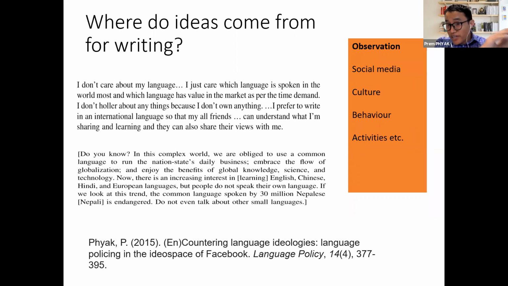So it's a different academic article. But what I'm trying to say here is, these kinds of small anecdotes can really be helpful to organize your ideas and make your essay strong. And for example, these are the two excerpts that I got from Facebook chat.